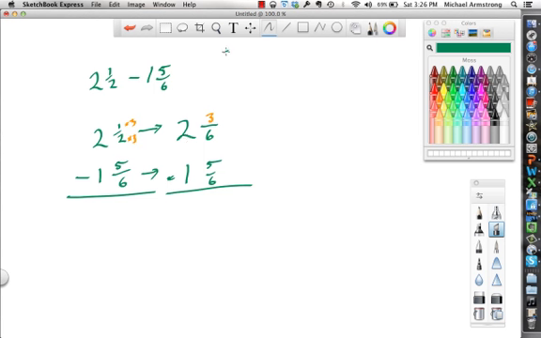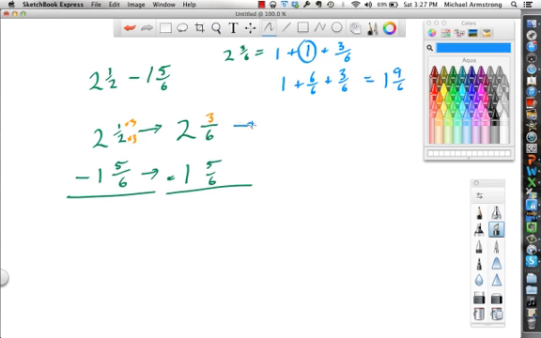2 and 3/6, now look up here, 2 and 3/6 is the same as 1 plus 1 plus 3/6. And now what I do is I take this 1 and I just chop it up into sixths. How many sixths is it? Well, it's the same as 1 plus 6/6 plus 3/6. That's really what I'm doing. And 1 plus 6/6 plus 3/6 is really equal to 1 and 9/6. 6 plus 3 is 9. And our denominator stays the same.